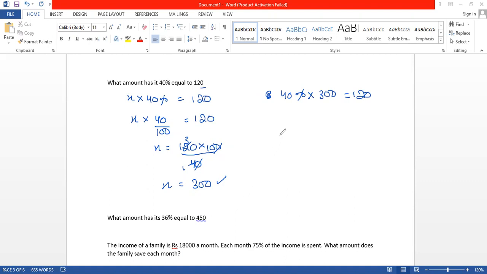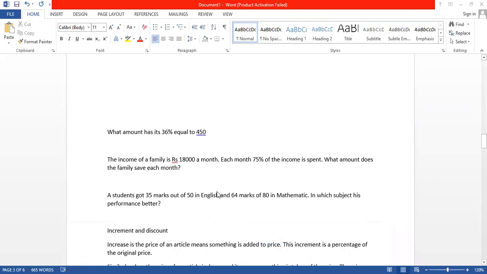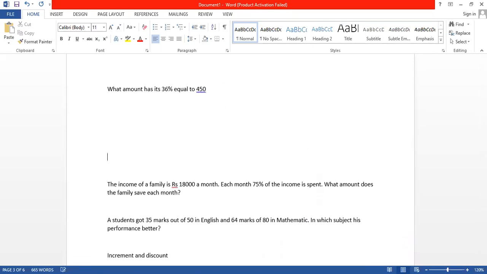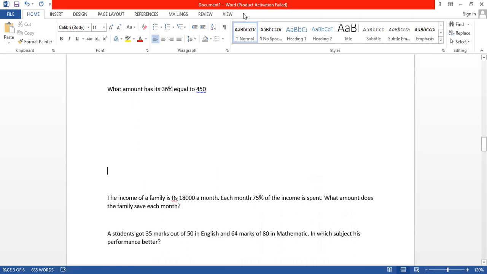Similarly, another question we have over here is, what amount has its 36% equal to 450? So again, this is a similar question. So what amount has its 36% equal to 450? We can solve it in the same way. X multiplied by 36 over 100 is equals to 450.